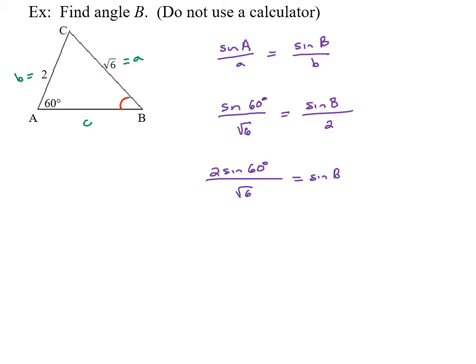Sine of 60 off the unit circle is root 3 over 2. So this is 2 times the square root of 3 over 2, and all of that's divided by root 6. This simplifies, the 2's cancel, so I'm left with root 3 divided by root 6. Since they're both under a radical, you can simplify them. 3 goes into 6 2 times, so this is actually 1 over root 2, or root 2 over 2.